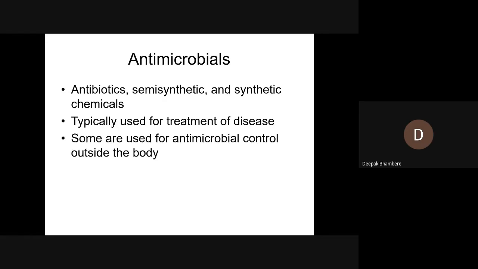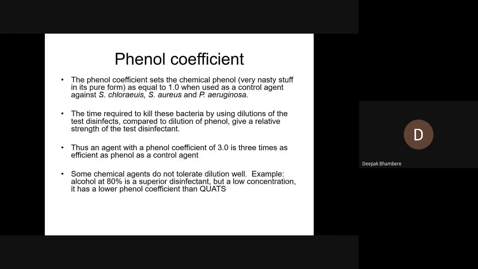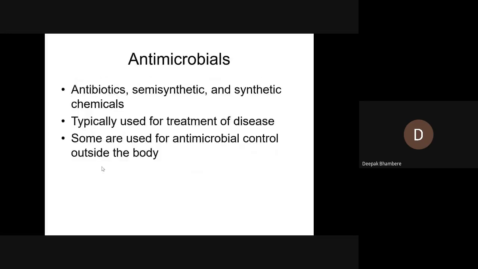And most of the antimicrobial agents like antibiotics, semi-synthetic and synthetic chemicals can be used. They are typically used for the treatment of different diseases, and some are used for antimicrobial control outside the body. Okay, so this is about disinfectants, the examples of disinfectants. From the next lecture, we'll see the different tests used to evaluate disinfectants, meaning the tests used to determine the efficiency of a disinfectant. So that we are going to study from the next lecture. Okay.